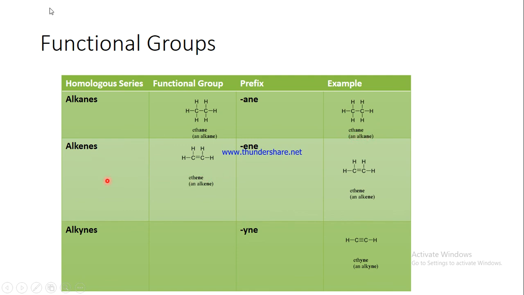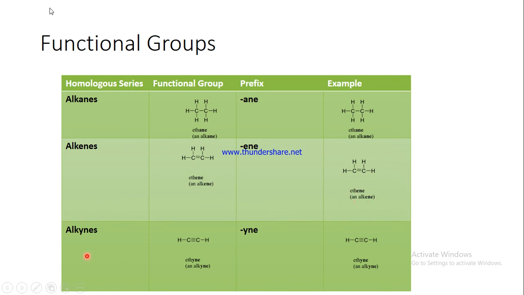As for our next homologous series, we've got our alkenes, and the functional group is denoted by a C=C double bond. As you can see here, these two carbon atoms are joined together by this double bond, and the prefix is ENE, as in our example, ethene.